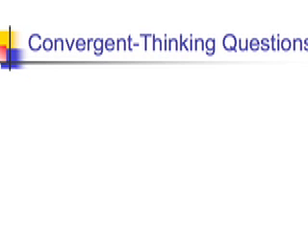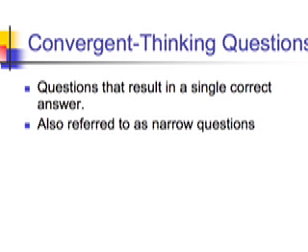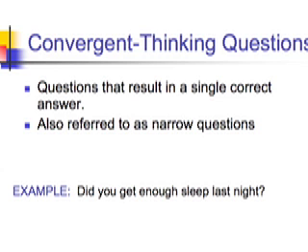Our next category is a convergent thinking question. And these are pretty simple questions. They're questions that result in a single correct answer. And it's also referred to as a narrow question. They're really pretty easy questions that are often thought of as lower thinking questions. An example that I might pose to my students, again using the same topic of sleep, is, did you get enough sleep last night? Pretty simple, isn't it? Now you go ahead and try it, and share it with your neighbor.